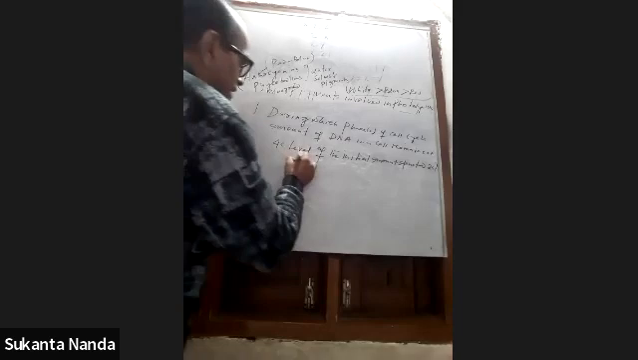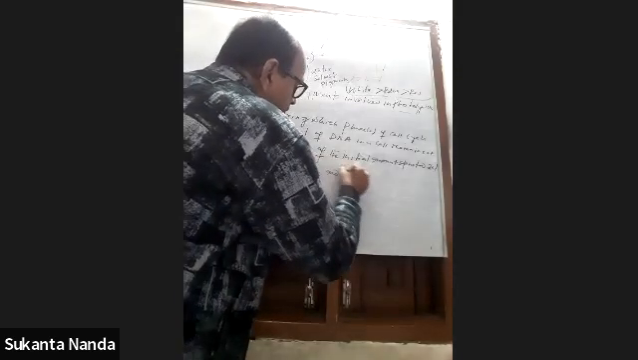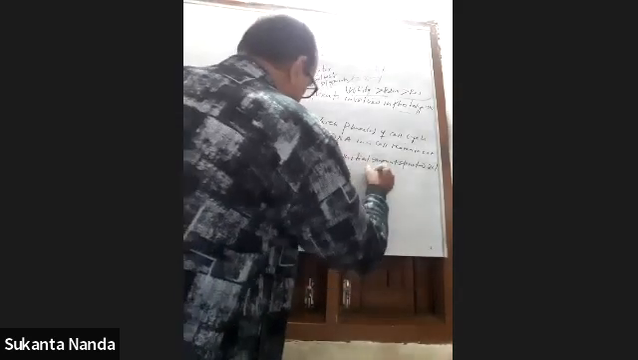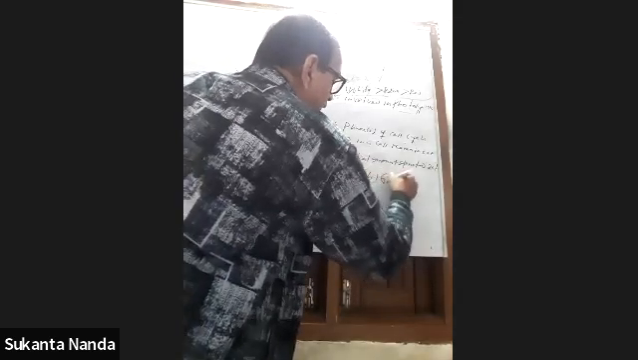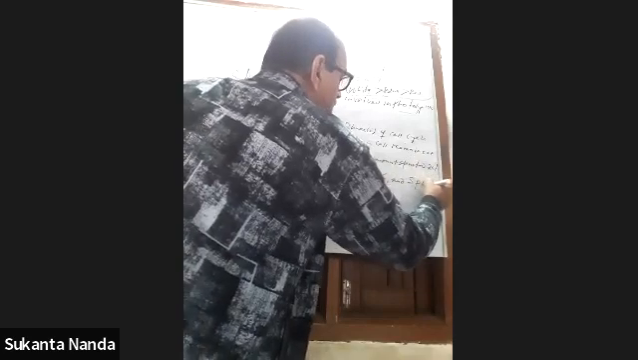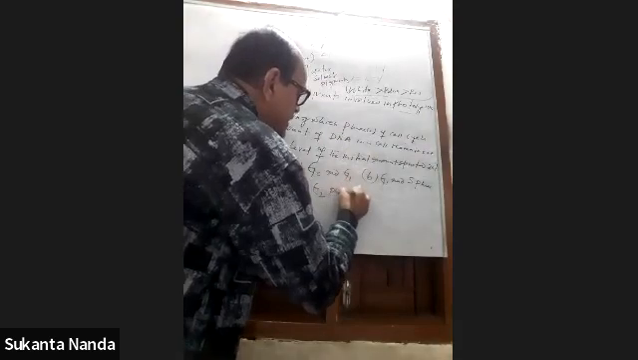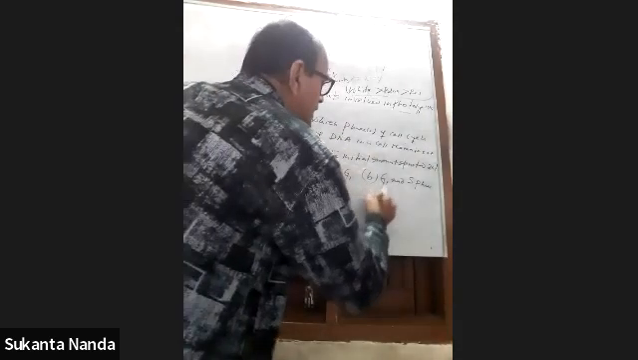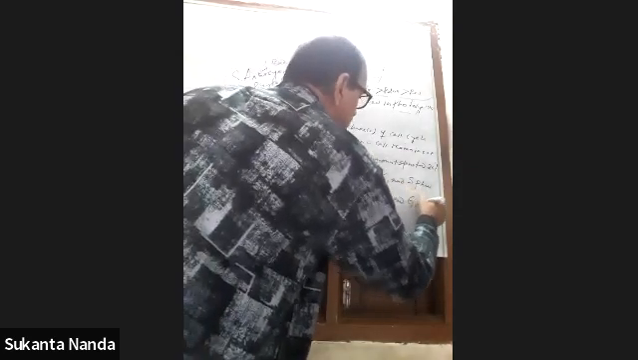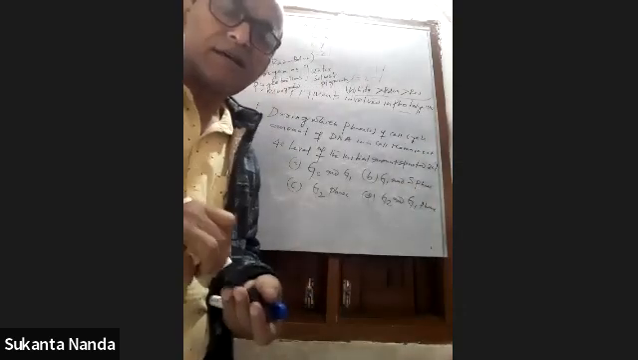The options: G0 and G1 phase. Then G1 and S phase. Then G2 phase. Then G2 and G1 phase. Do you have an idea, students? Can you answer this question?